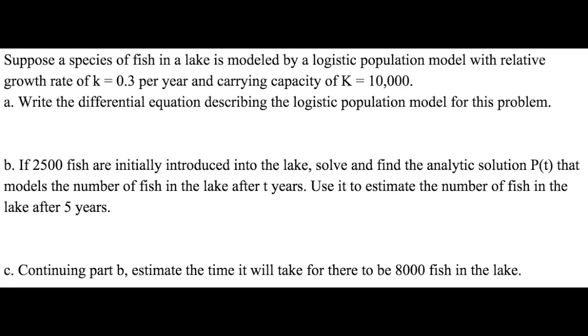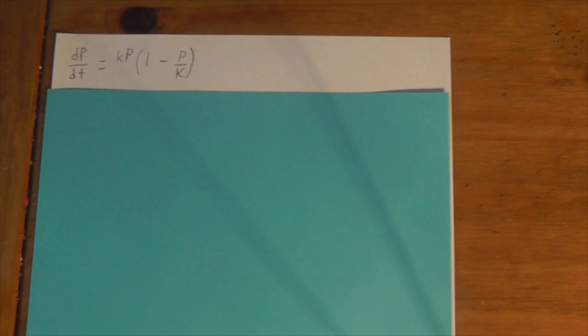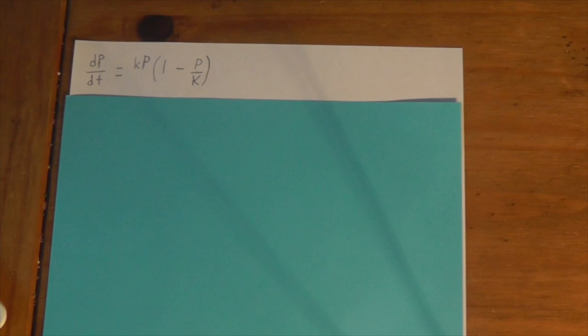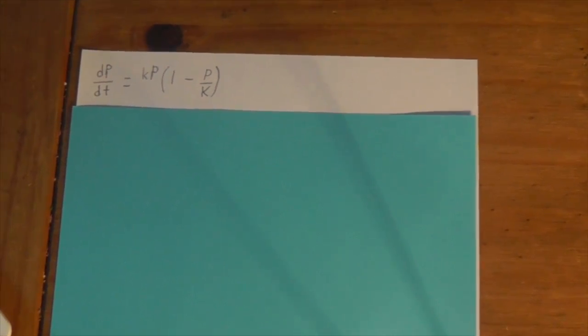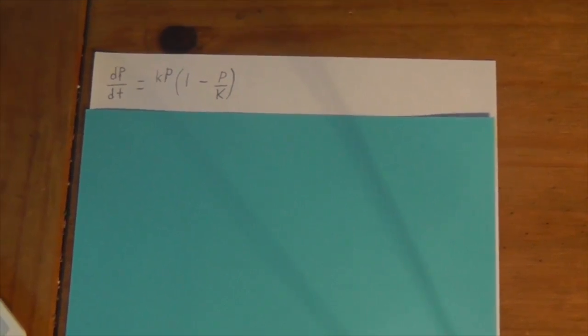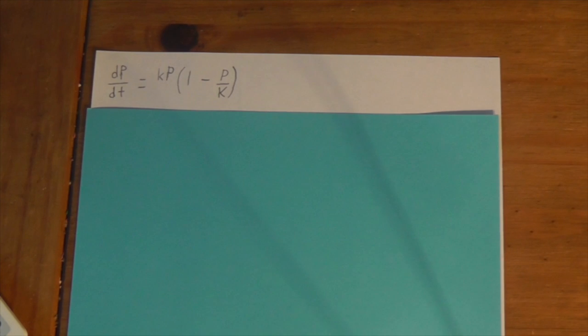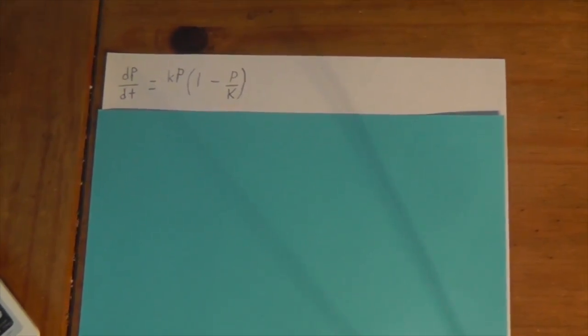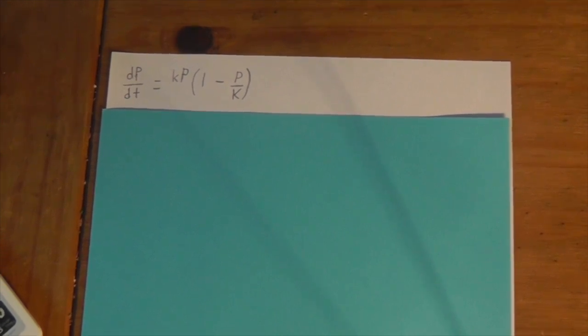In part A, we are asked to write a differential equation describing the logistic population model for this problem. You might remember that the differential equation for logistic growth is written in the form of dP over dt equals kP times 1 minus P over K, where P is the population at a given time t, big K is the carrying capacity, which in this case is the maximum number of fish that can live in the lake, and little k is the relative growth rate, which doesn't have a tangible meaning in the context of the model, but it is needed to complete the equation.